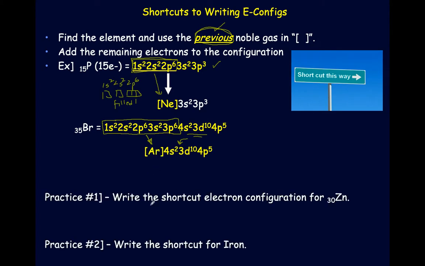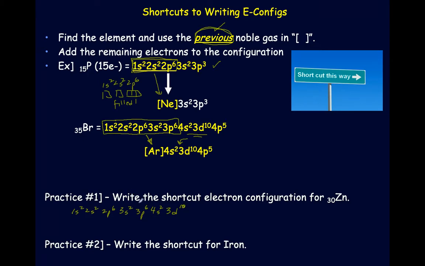Let's say I wanted to write the shortcut configuration for zinc, 30 electrons. I would go 1s2, 2s2, 2p6, 3s2, 3p6. I have to go to 4s2, then 3d10. Remember, S before D. When I'm finished with D, I'm done. This finishes zinc, with the 3d10 4s2.